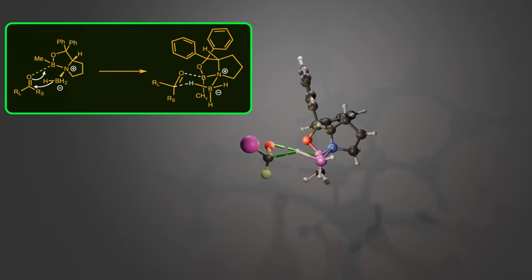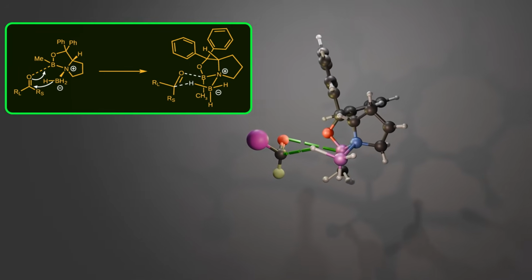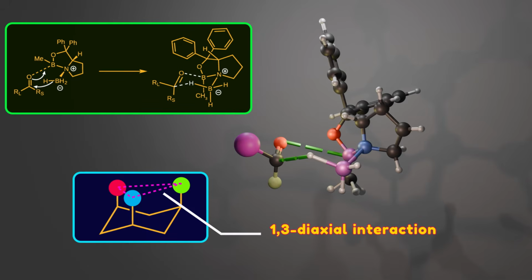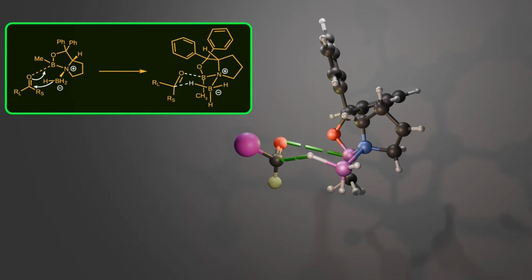Now let's focus on stereoselectivity. You know that bulky substituents tend to occupy the equatorial position. The reason is that in the axial position, there is a serious 1,3-diaxial interaction, which destabilizes the structure. It's the same rule here.